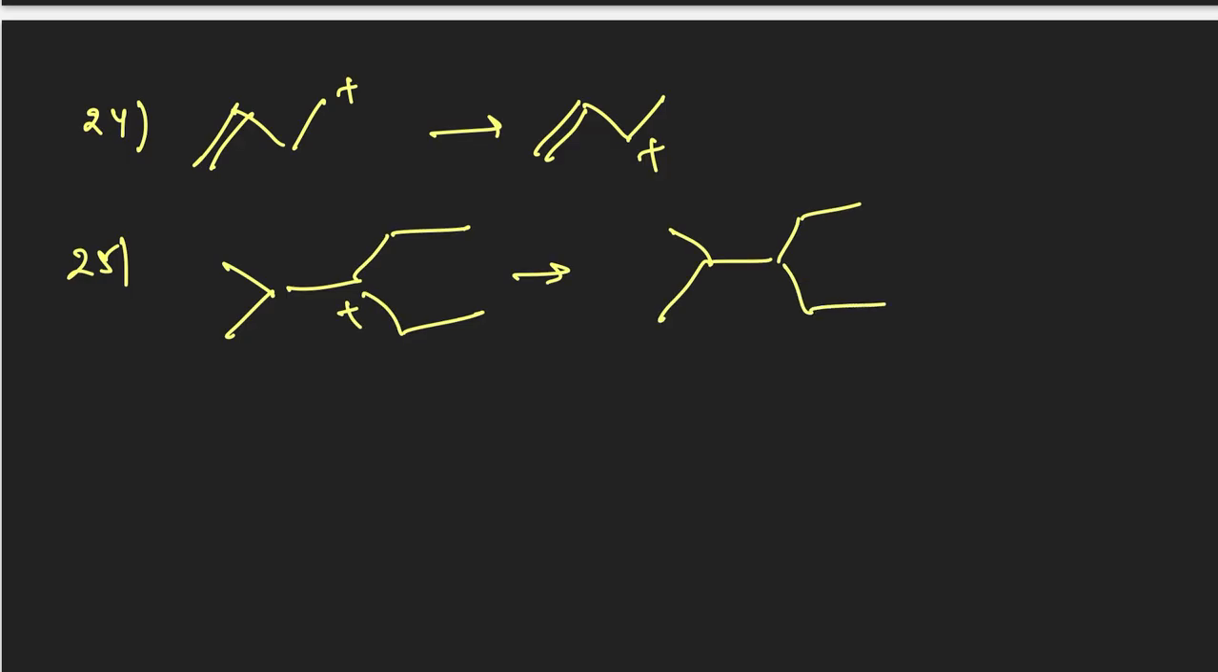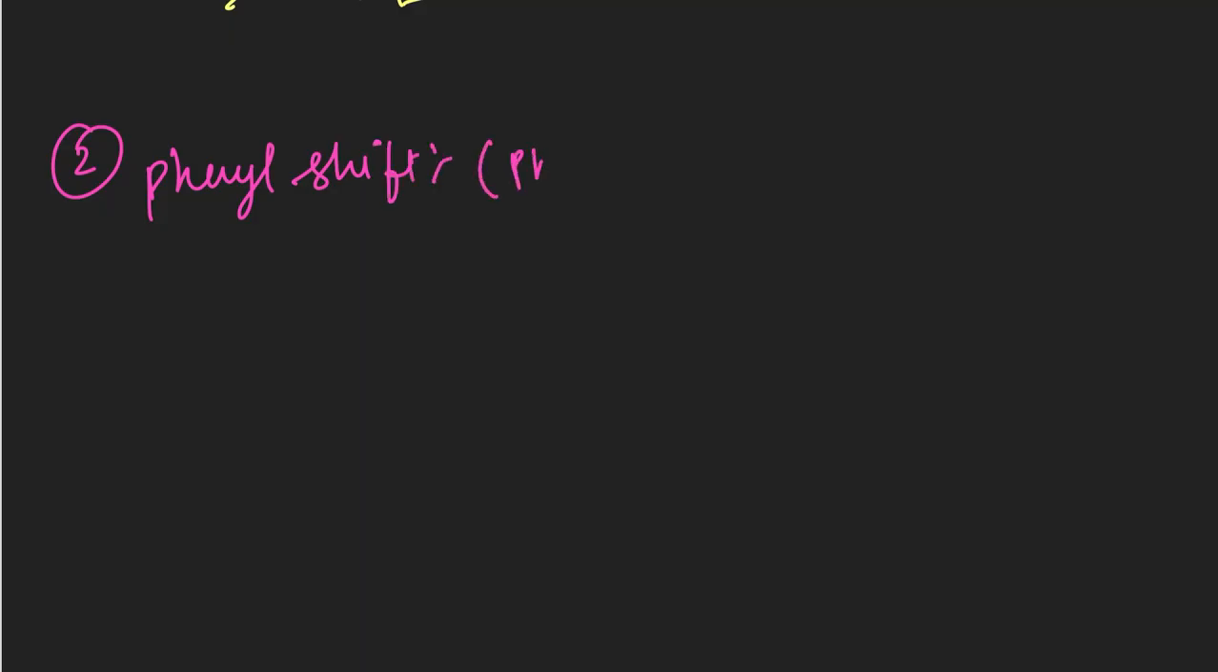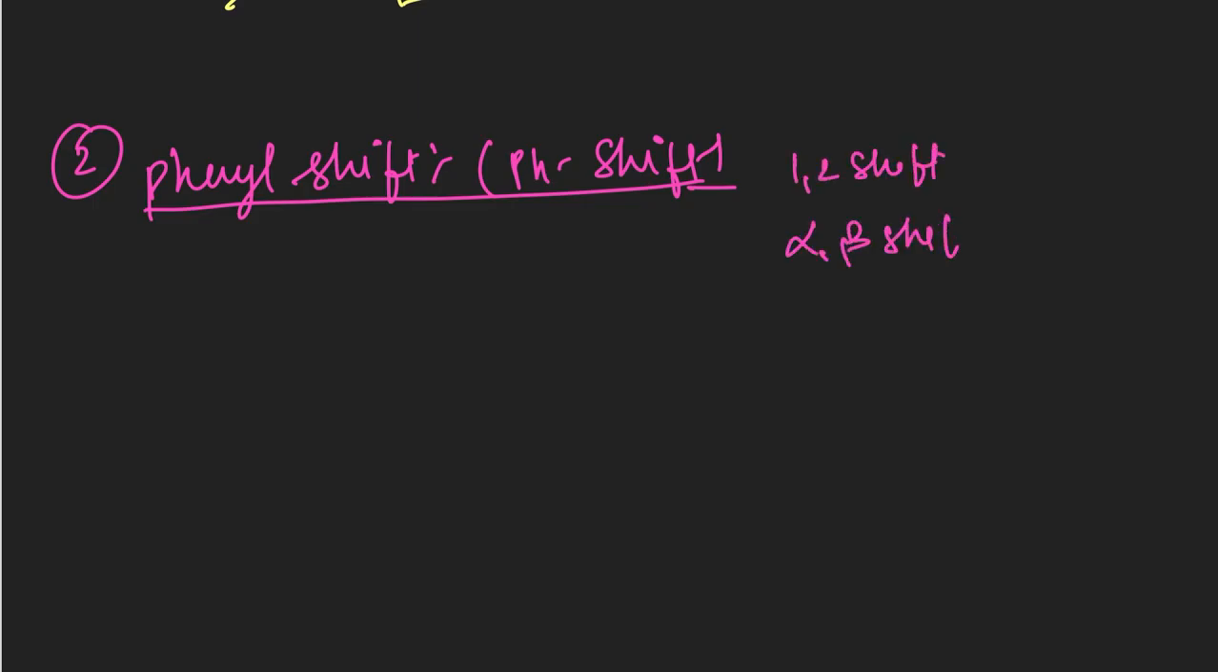Now that was all about hydride shift. Now let's talk about phenyl shift. The second shift is phenyl shift, or we can say Ph shift. So how does the phenyl shift take place? It is also a 1-2 shift, or an alpha beta shift.